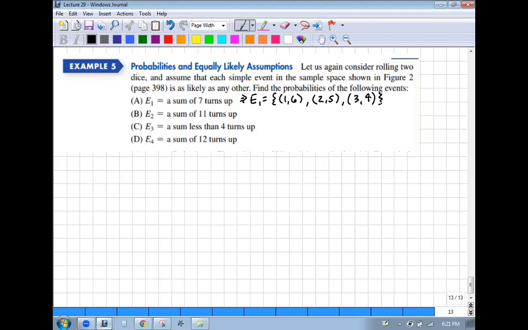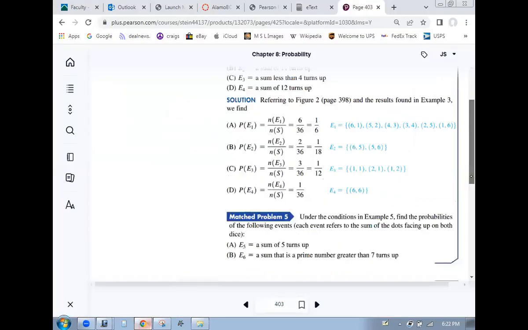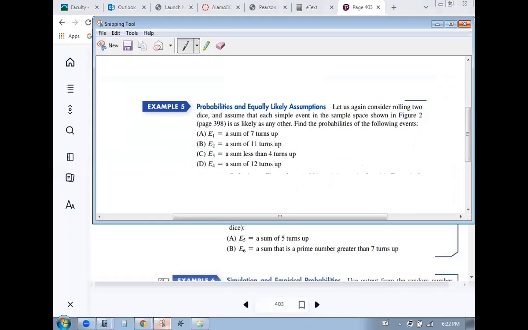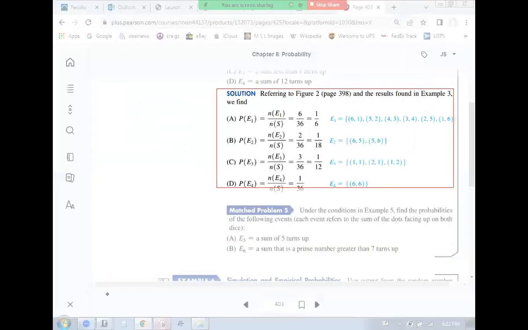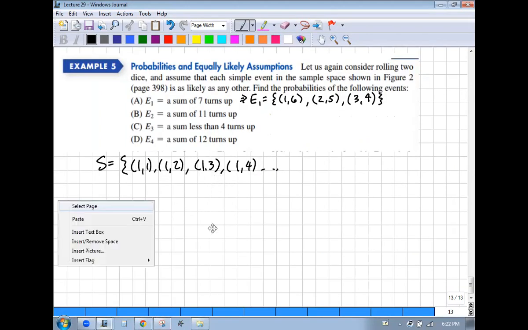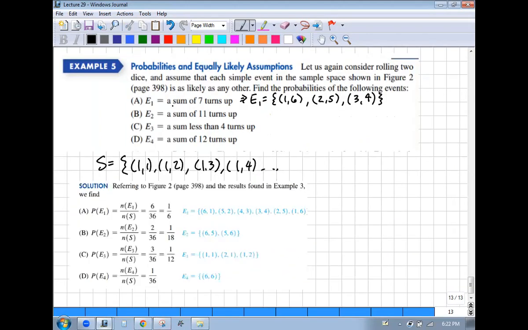Okay. What are all the possibilities though? What is our sample space? You could have a 1 and a 1, a 1 and a 2, a 1 and a 3, a 1 and a 4. That'll take too long. Just copy and paste those. Right? So they don't bother writing out the sample space, but to get a sum of 7, all right, there are 3 different possibilities, right?